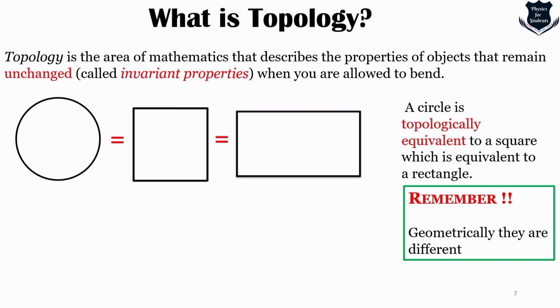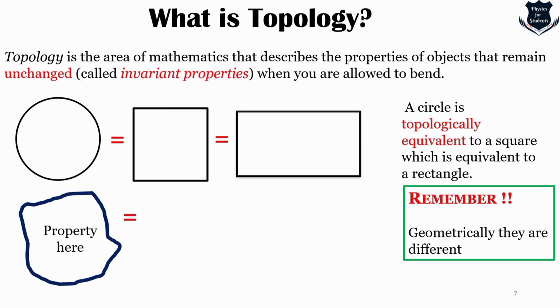That means that we make a marked difference between what is a geometric notion and what is a topological notion. Because these things which I have just shown you, a circle and a square and a rectangle, are topologically equivalent, as we will soon see, but remember we cannot call them geometrically equivalent because geometrically they are different.